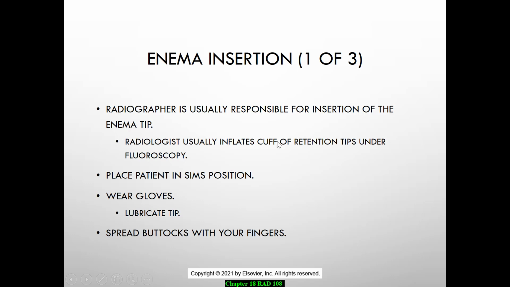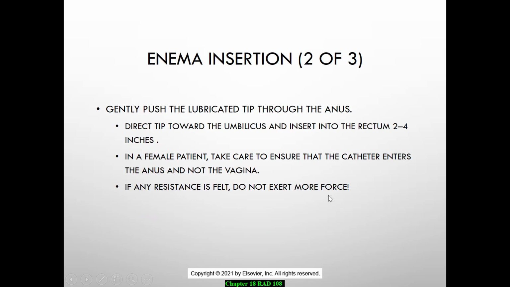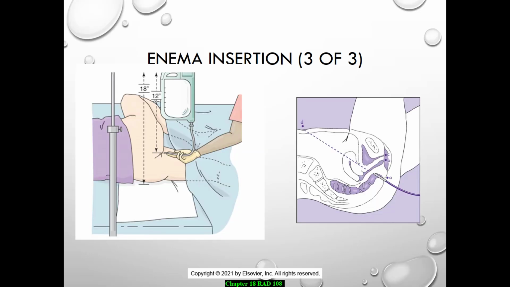And then your radiologist will come in, they'll inflate the cuff of retention tips under fluoroscopy. You're going to place that patient into a Sims position when you do that, and you must remember to wear gloves and lubricate that tip when you're inserting that into their anus. Your tip is going to be inserted probably about 2 to 4 inches on most people. So you need to make sure on female patients that you're inserting into the correct location. If you're getting resistance, don't force that tube in. So here's an example of what that tube looks like when it's inserted correctly into your patient.